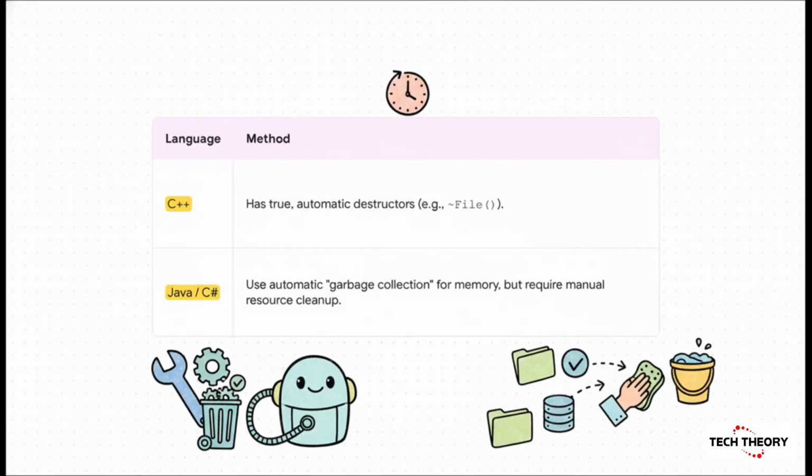Now, a quick heads up, not all programming languages handle this in exactly the same way. In a language like C++, you have these true automatic destructors that handle everything. But in languages like Java or C#, there's a system called a garbage collector that automatically handles memory, but you still have to use some specific patterns to make sure other resources, like files or network connections, are released correctly. So same principle, just a slightly different method.